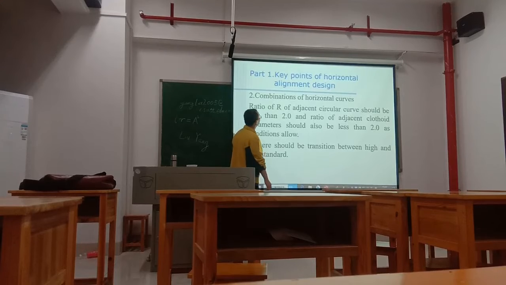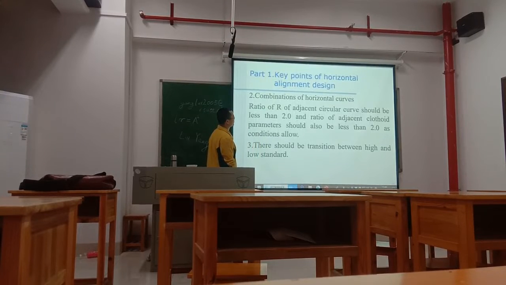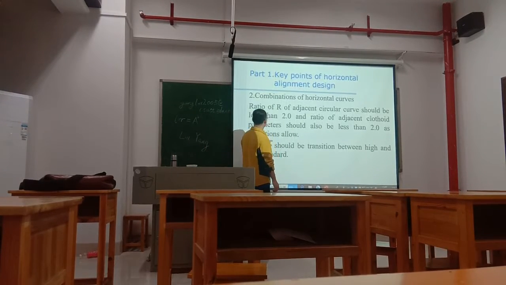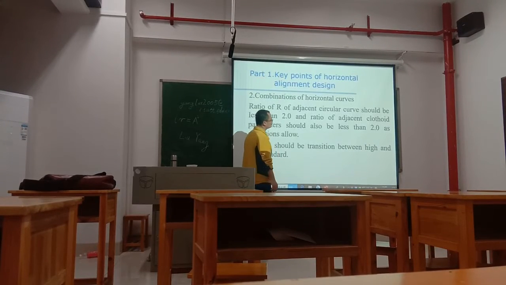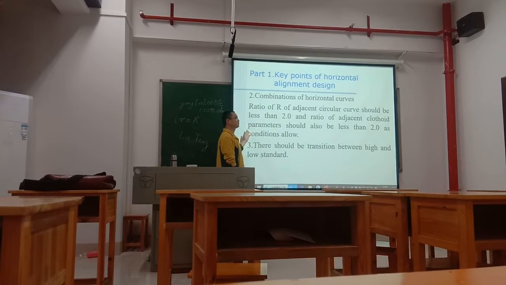Combinations of horizontal curves. The ratio of R of adjacent circular curves should be less than 2, and the ratio of adjacent closed-side pyramids should also be less than 2, as conditions allow. Understand?